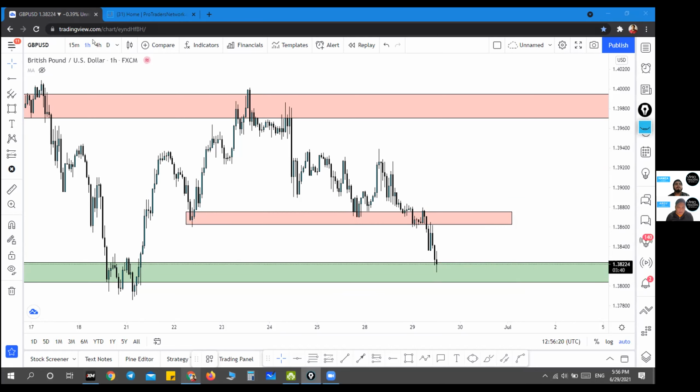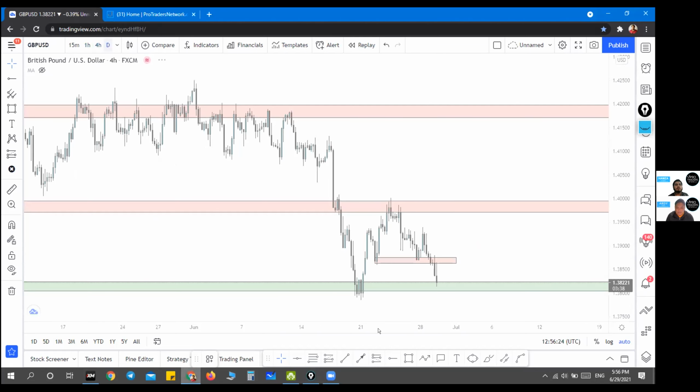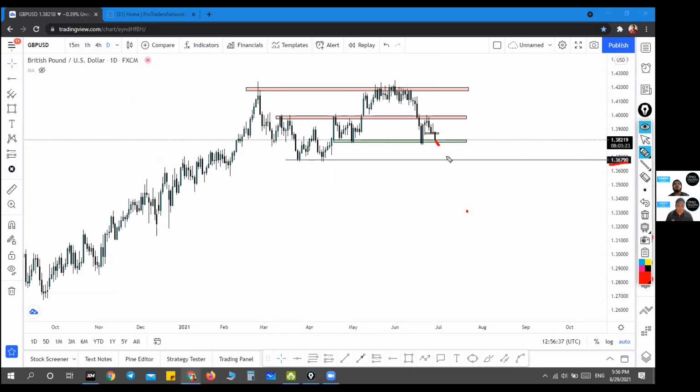So if we look at the daily, the next zone will be this area. So we could see the pound moving back to 1.3679 if we get a breakout. And again, a breakout of this zone will cause the pound to move even lower at these zones.